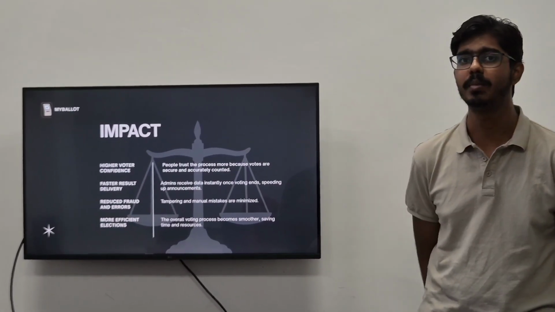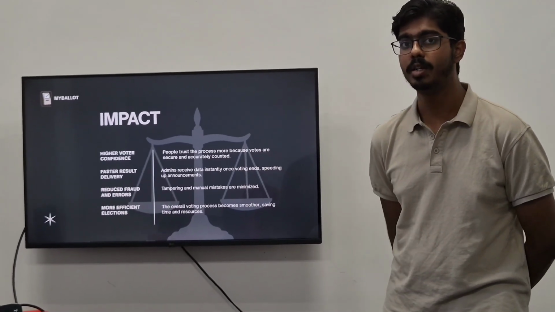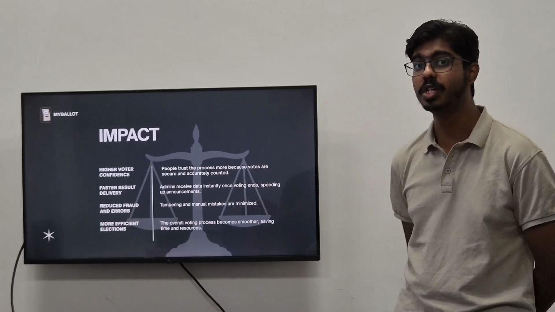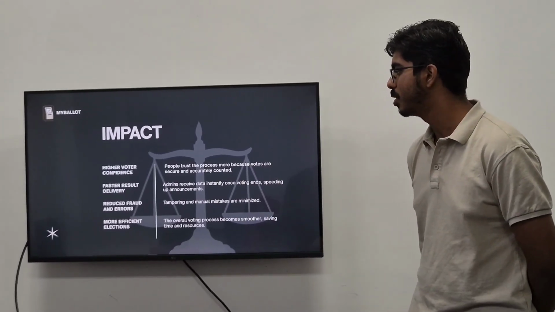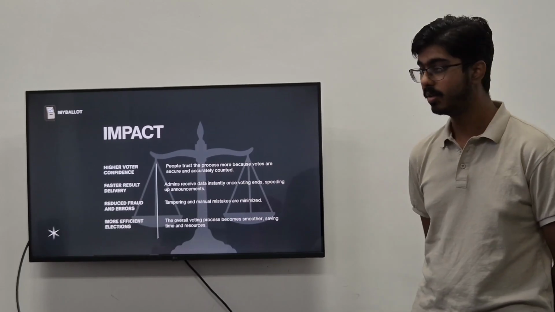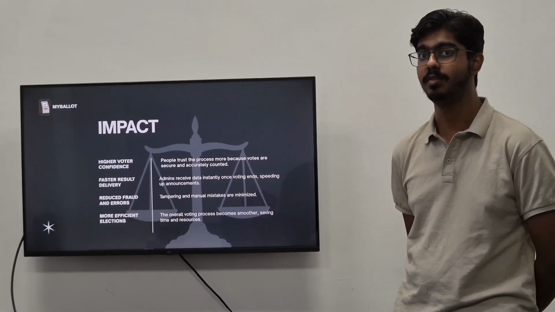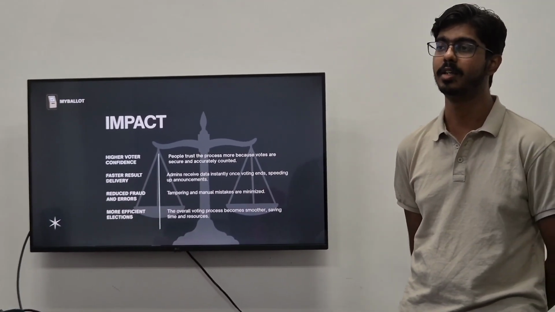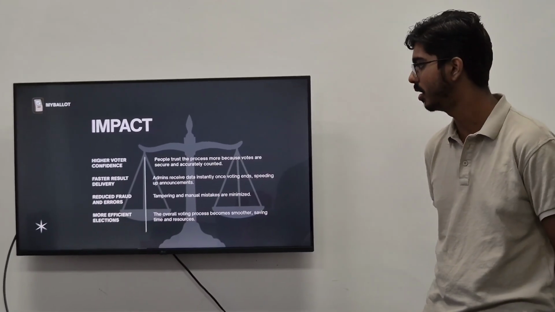Okay, how does MyBallot impact? Alright, by introducing MyBallot to the general public, we believe that it will increase higher voter confidence because people will trust the process more as it is transparent and easy. It also delivers a faster result because the computer does all of the calculations, SPRM does the verification, and it is easy to display the results rather than counting them one by one, and where there will be rejected ballots and recounting.